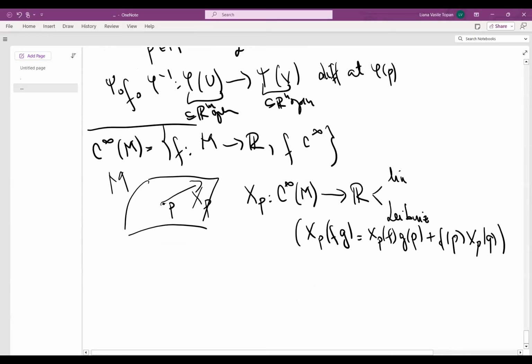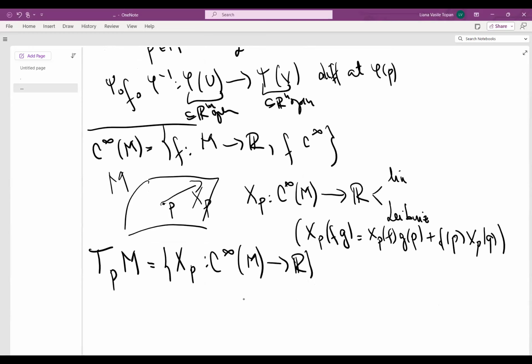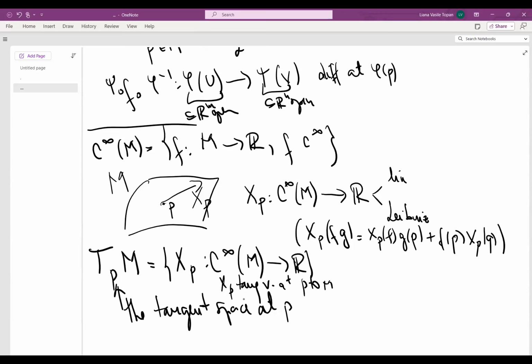Something like that. So this is a tangent vector at the point P to the manifold M. And then we put together all these tangent vectors, all these maps, and the set containing all these maps is called the tangent space. So this is a tangent vector, Xp, a tangent vector at P to the manifold M, and this is the tangent space at the point P to the manifold M, some space like this containing all the tangent vectors there.